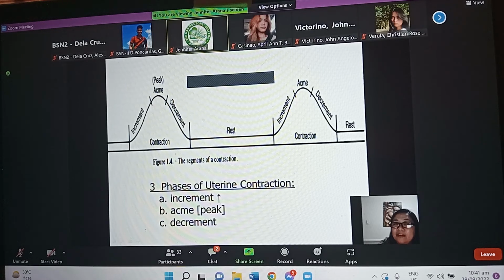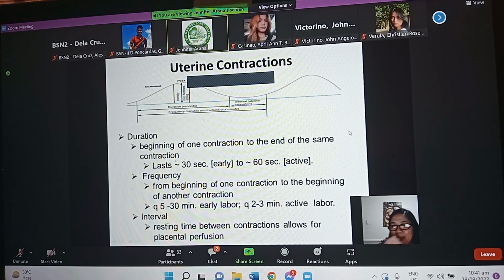So acme is the peak of contraction. And then pag hinay-hinay o kawala or ka-decrease sa contraction is the decrement. Then the uterus undergoes a resting period. And then balik na po the contraction, increment, acme na po o decrement.